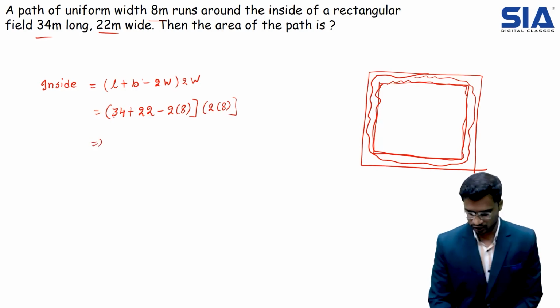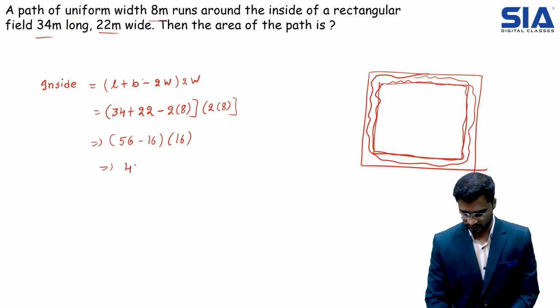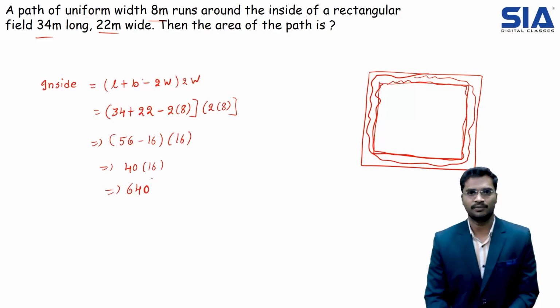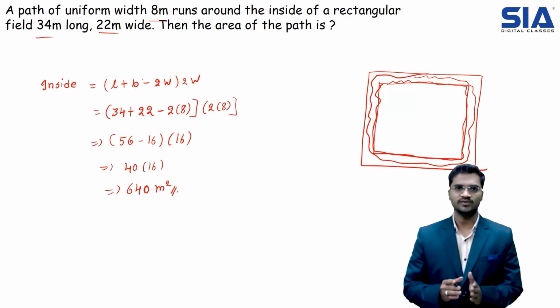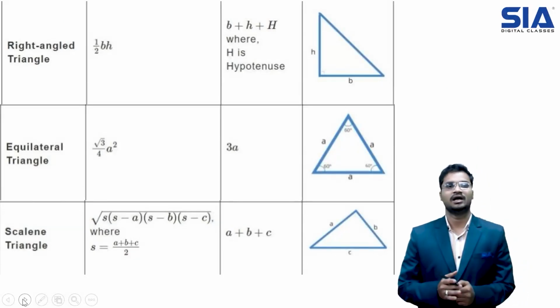Okay, so 34 plus 22 is 56. 56 minus 8 2s are 16, multiplied by 16. 56 minus 16 is what? 40. 40 multiplied by 16 is 640. So the area of that particular pavement or the path is 640 meters square. Now coming to the next formulas, which are right angle triangle.